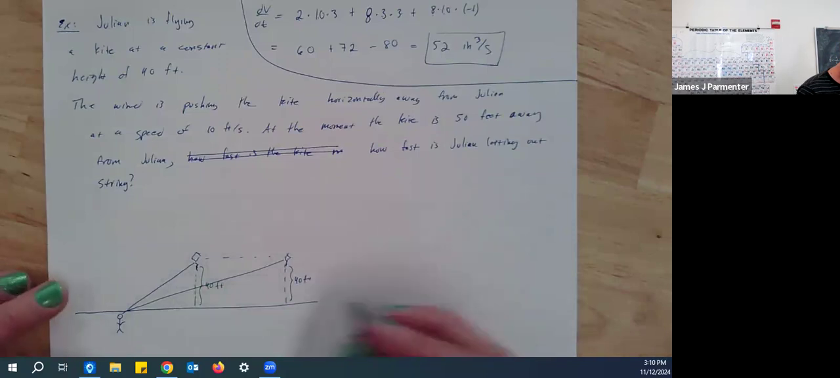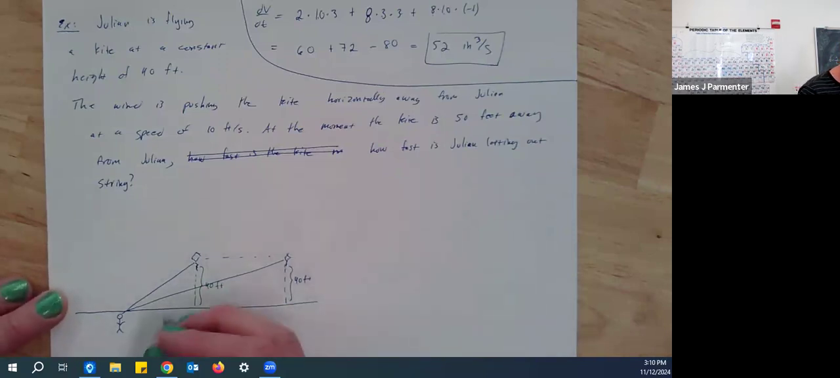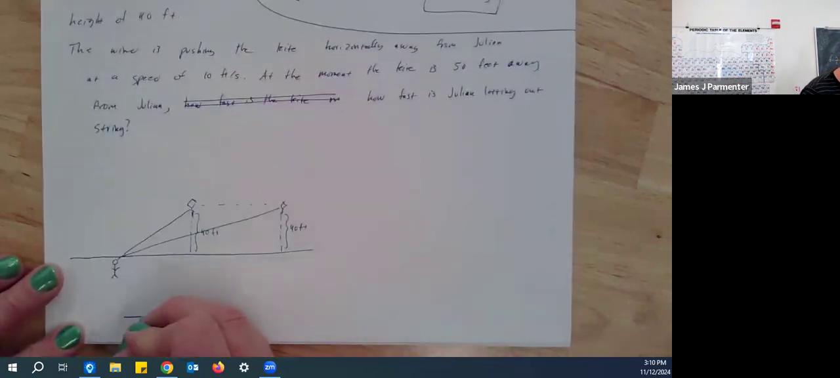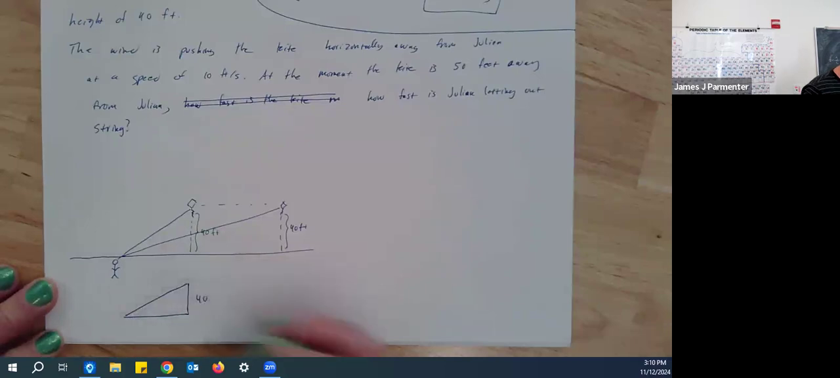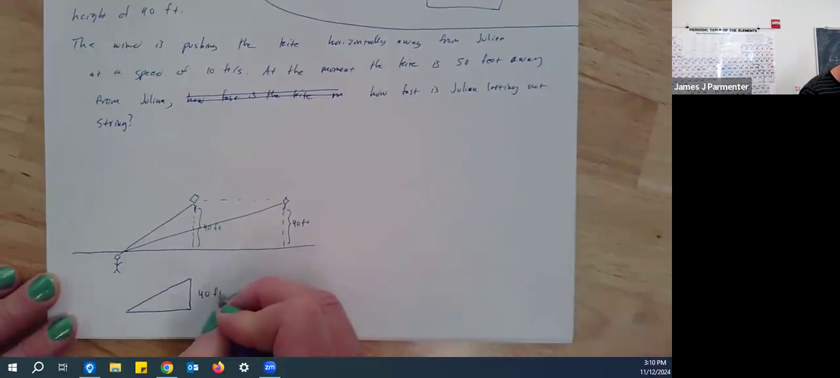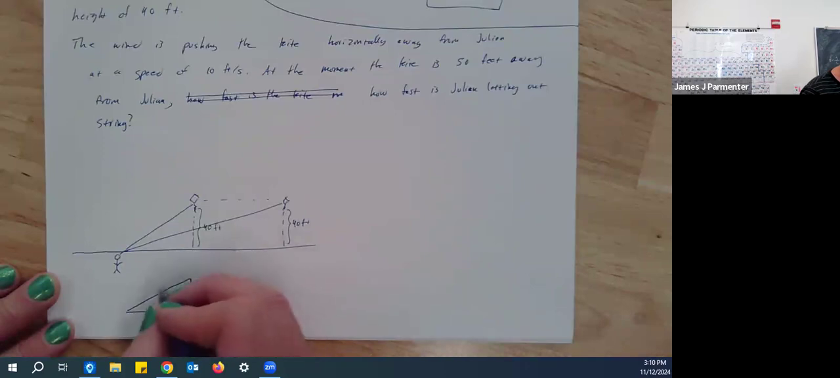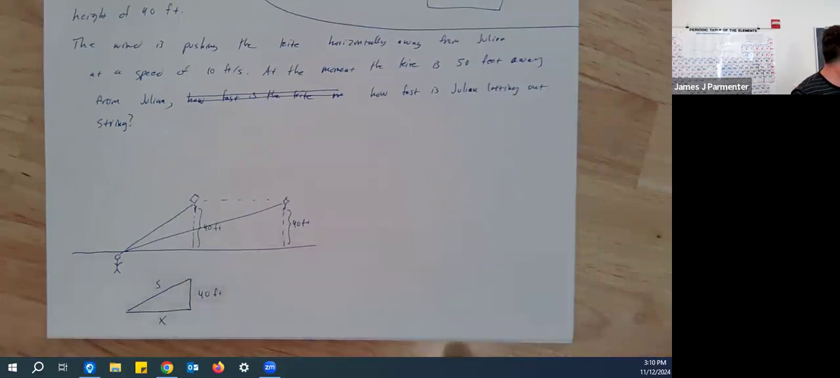So here's what we have in our original picture, which I've now destroyed. Let me just draw this triangle again. This height here is 40 feet. It's not changing. But this length of string certainly is getting longer. And this horizontal distance to the kite is also changing. So there's our setup for labeling the sides of the triangle with variables for things that are changing and constants for things that are staying constant.